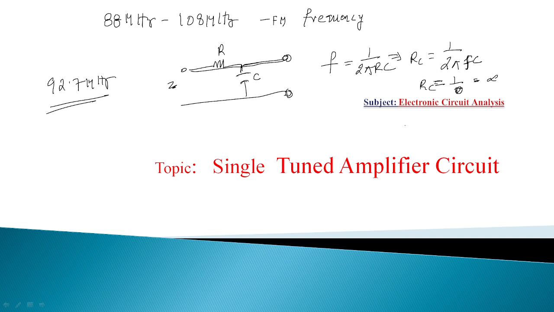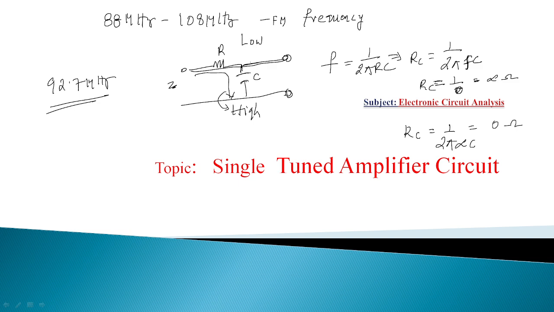In the same case, XC is equal to 1 by 2 pi FC. Assume that for a high frequency signal, it is 1 by 2 pi into infinite into C, which is 1 by infinity, zero impedance. For high frequency, the impedance across the capacitance is 0, means it will pass towards ground. This is for low frequency and high frequency signals. So it acts as a low pass filter.